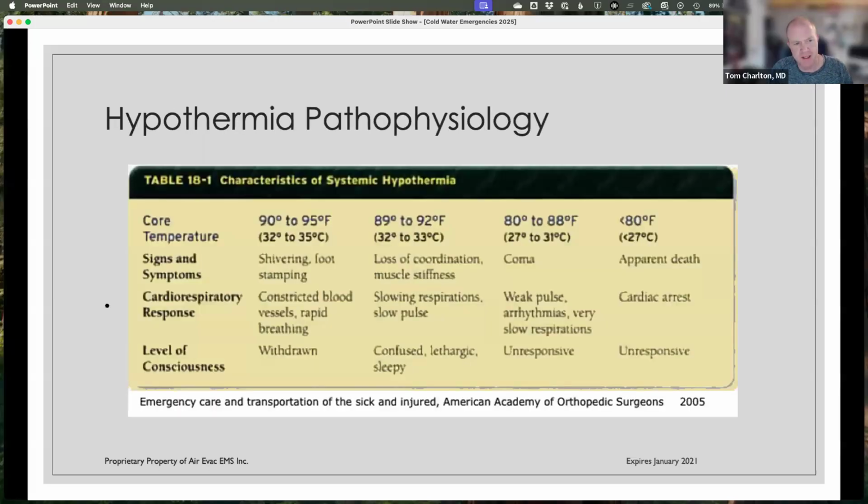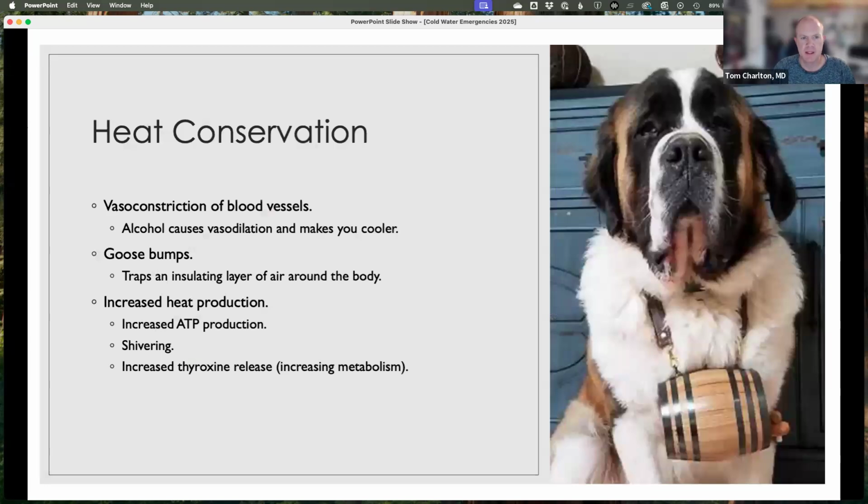So this is just a chart kind of summarizing all of the various temperatures and their states. So we need to conserve heat. So the body has several mechanisms.